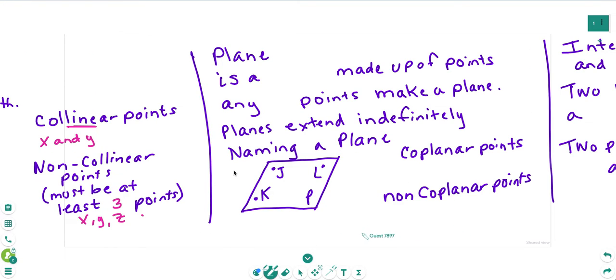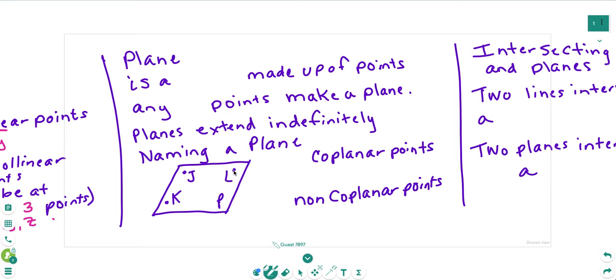All right, let's take a look at the term plane. So a plane is a flat surface made up of points. Any 3 points make a plane. Planes extend indefinitely and in all directions.